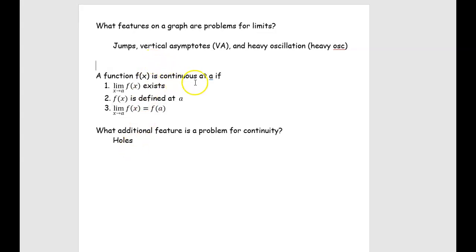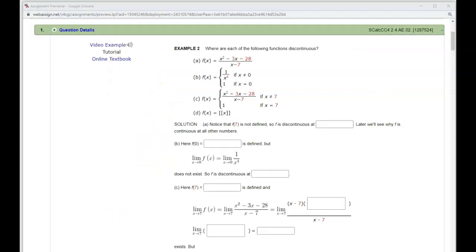So a function f is continuous at a if the limit as x goes to a of f exists, if it's defined at a, and if the limit equals the function value. So a hole in the graph would fail one of these. The first problem here gives us 4 different examples.